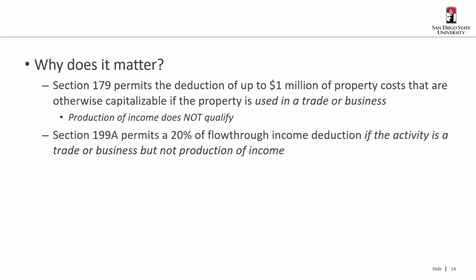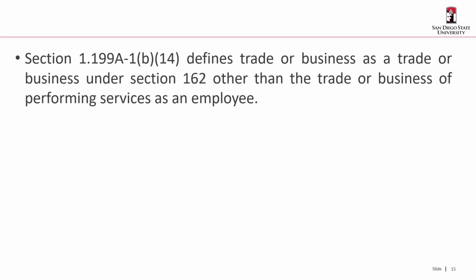Another example would be Section 199A, our old friend, the QBI deduction. So that's a 20% deduction of flow-through income. It only applies if the activity is a trade or business. It does not apply to the production of income. And so as a result, we're not going to get that 20% deduction if we do not qualify as a trade or business. So again, this classification truly does matter.